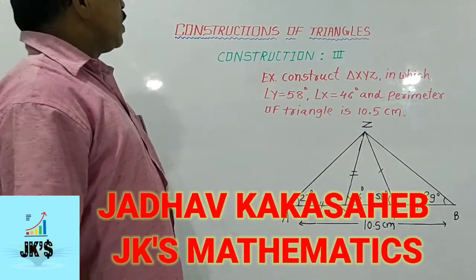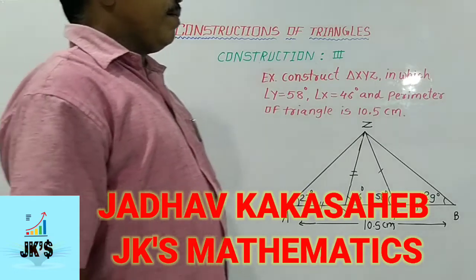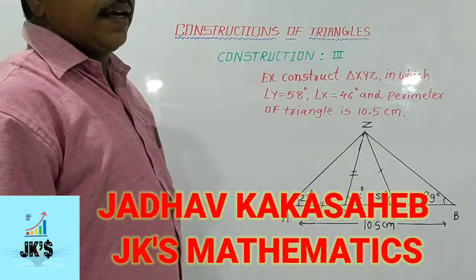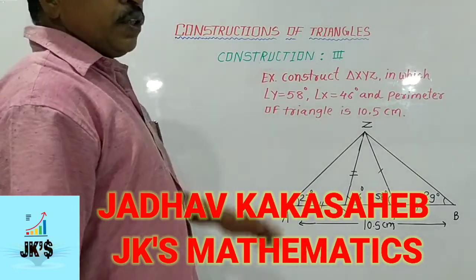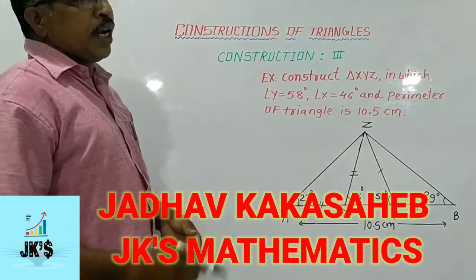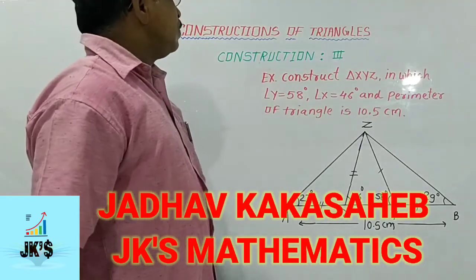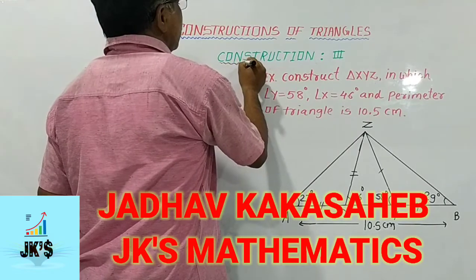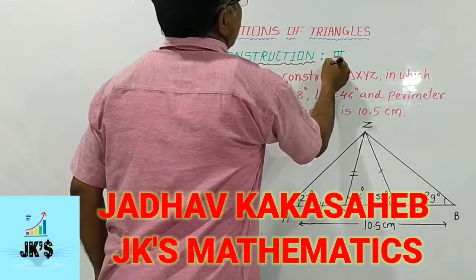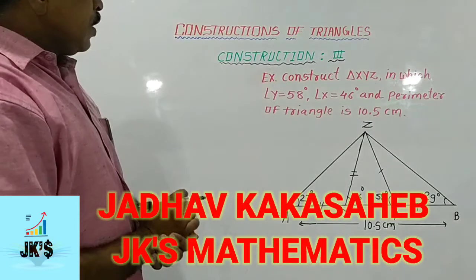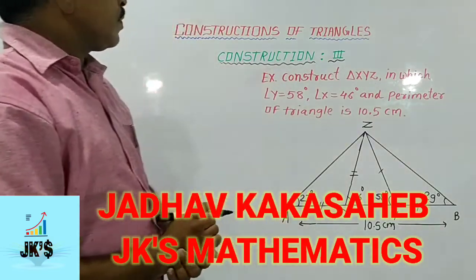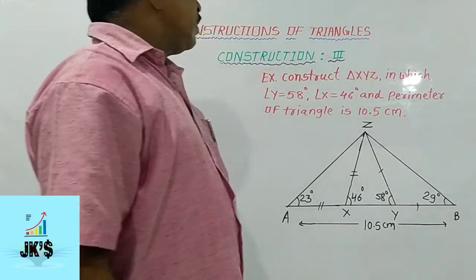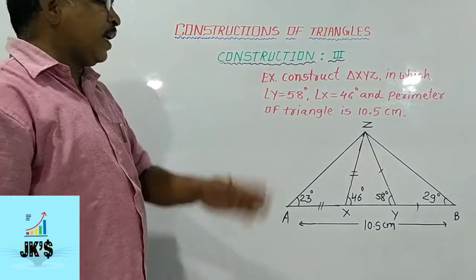Friends, we are studying the fourth chapter of Mathematics Part 2, that is constructions of triangles. Up to this video we had studied the first two types of the constructions. Now we are going to study the third type of the construction, that is if the two angles and the perimeter of a triangle is given, then how we construct the given triangle.